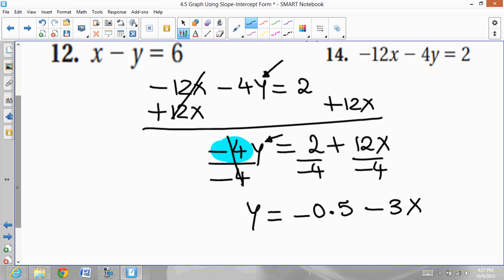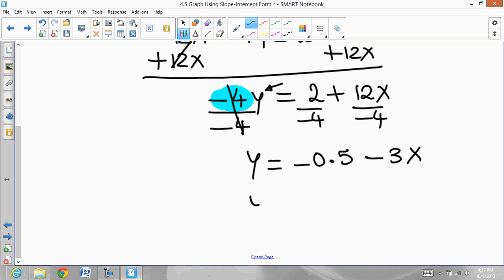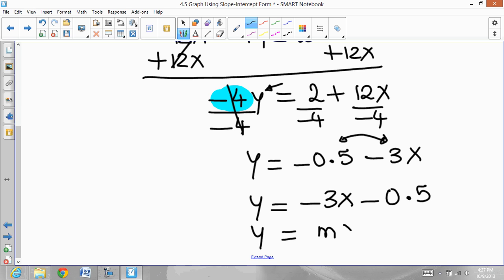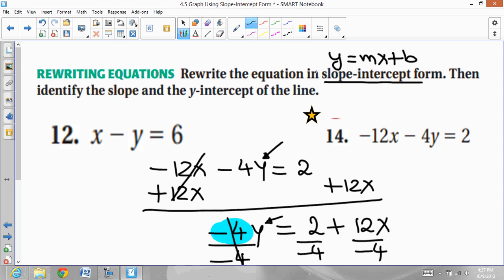And now if you look at the formula, you have y is equal to mx plus b. So that means the x value should come first. So I'm going to use the commutative property and switch these two around. I'm going to switch places. So I'm going to write negative 3x and I'm going to tag along my negative 0.5. So I'm writing y is equal to mx plus b, which is the original slope-intercept form. So the first part is done.